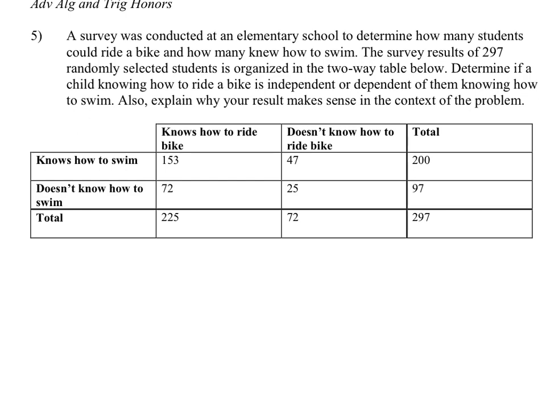Number 5, 297 people are surveyed, and the results are in this two-way table. Determine if a child knowing how to ride a bike is independent or dependent of them knowing how to swim. So let's find the probability that someone knows how to ride a bike. I'll call that B. The probability of knowing how to ride a bike: there are 225 people who know how to ride a bike, and there are 297 in all. In decimal form, that is 0.75 repeating, so that's 75.75 repeating percent, almost 76%.